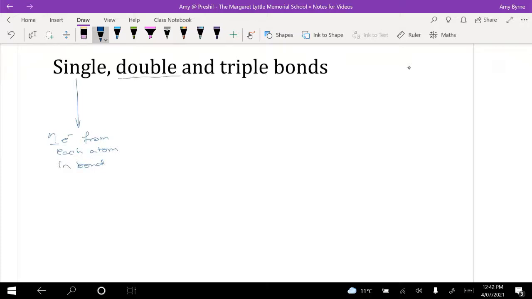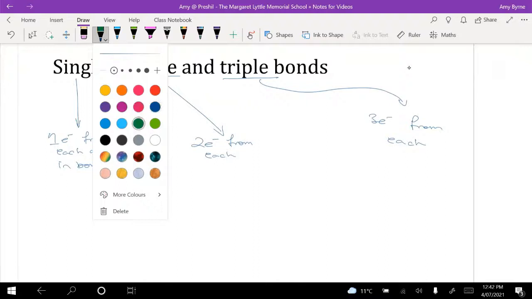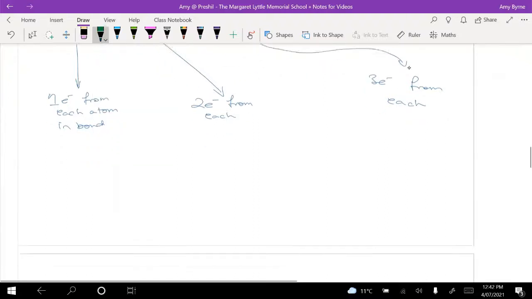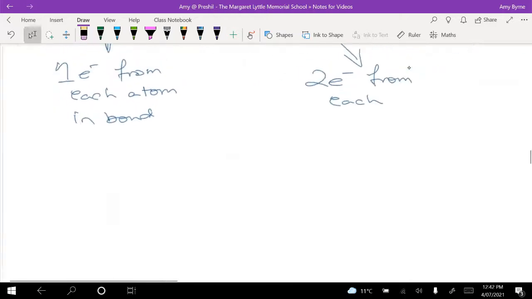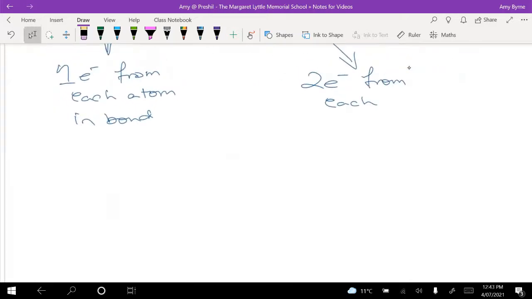Double, no surprises, is where you've got 2 electrons from each. And triple is where you have 3 electrons from each. So the stereotypical one that everybody will always do for this is carbon. So I am going to be different and talk about nitrogen. So there is a particular compound of nitrogen that I've just drawn.